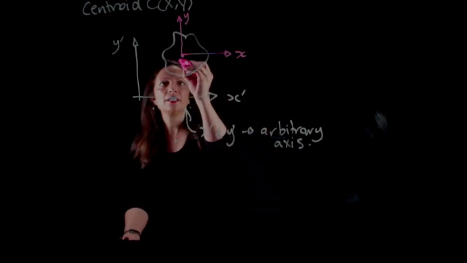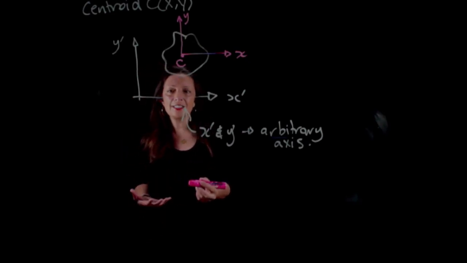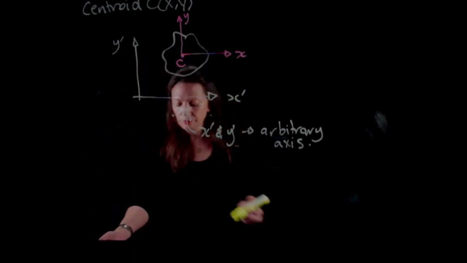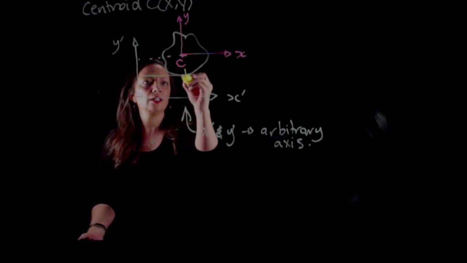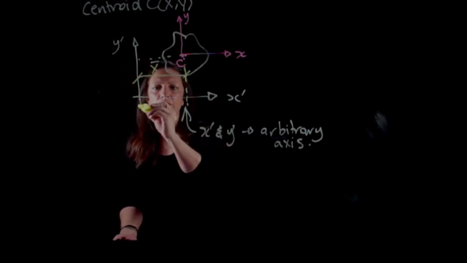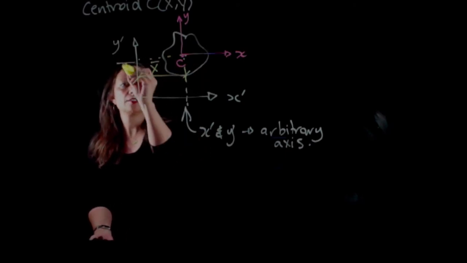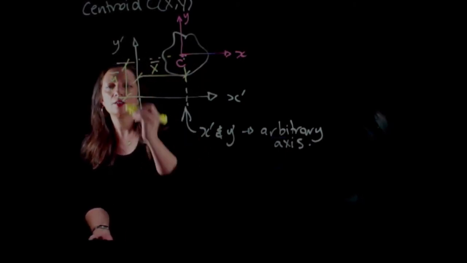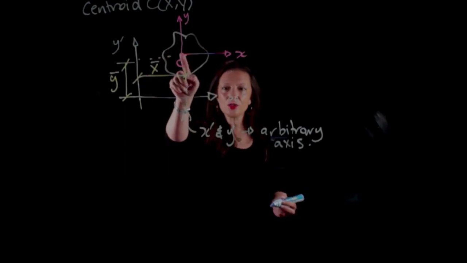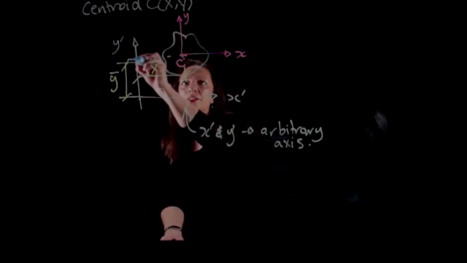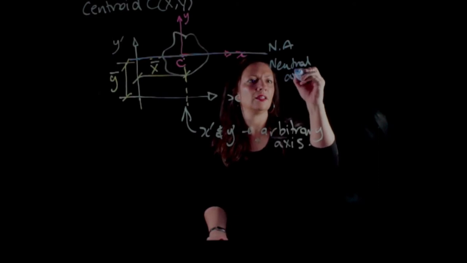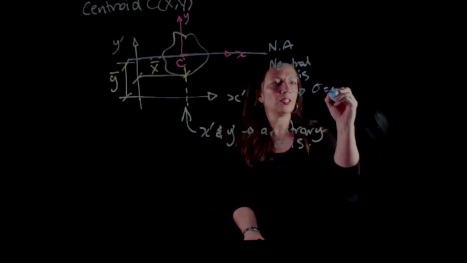So I've chosen where this axis is actually going to be. To be able to calculate the centroid, we need to create an axis system, so then we have a reference point. So what will happen is the distance from here to here is going to be x bar, and the distance from here to here, the height, is going to be y bar. So, if this is my centroid, where does the neutral axis pass through? It passes through the centre. So this is my neutral axis, and this is where the stress equals zero.